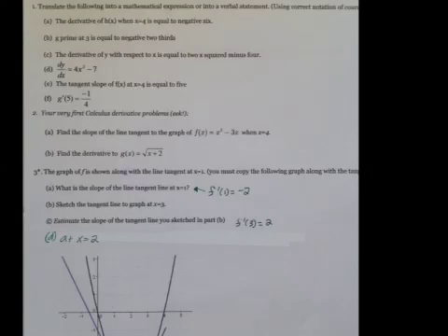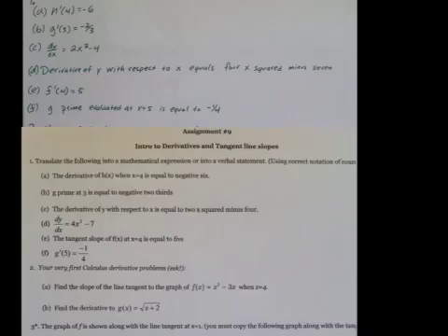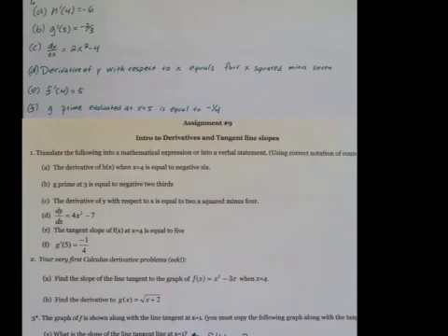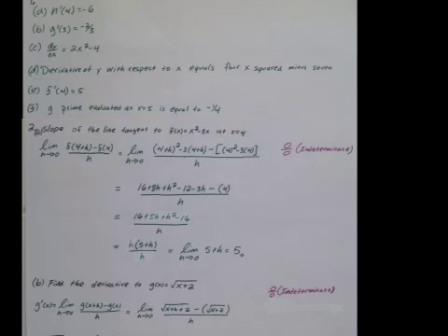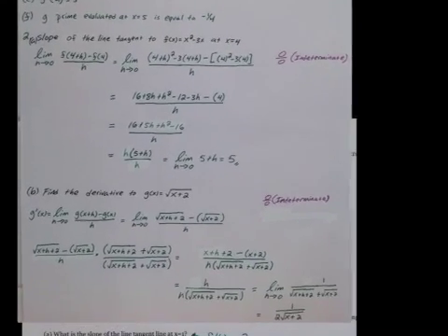Alright, going over the answers for assignment number 9. So this is how you would write out the math expressions and turn them into either an expression or a verbal statement. Going over number 2. So number 2 is asking to find the slope of a tangent line.